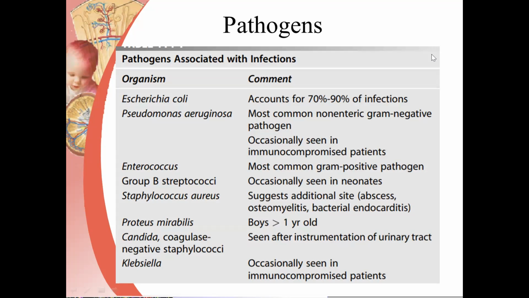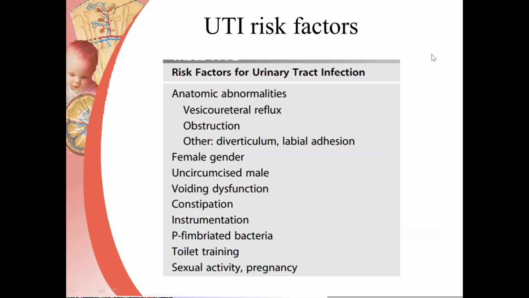E. coli is common because it is a coliform; it is from the colon. Whereas Pseudomonas, a non-enteric pathogen, can be an important cause, particularly in immunocompromised patients. Enterococcus is the most common gram-positive pathogen, followed by Streptococcus, Staphylococcus. Proteus can be a particular problem in boys, particularly uncircumcised boys. It lives in the foreskin, and Candida infections can sometimes be seen, particularly in preterm babies who are on multiple broad-spectrum antibiotics. Klebsiella again can be a cause of infection in immunocompromised patients and uncircumcised boys.